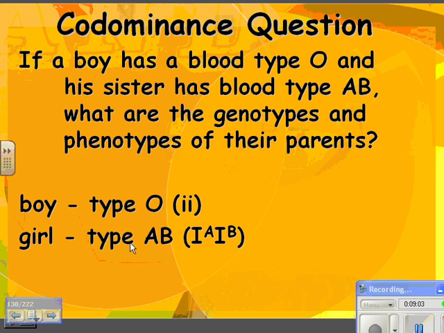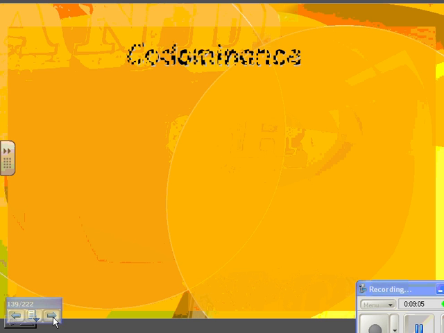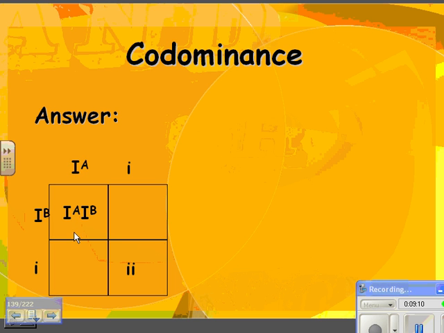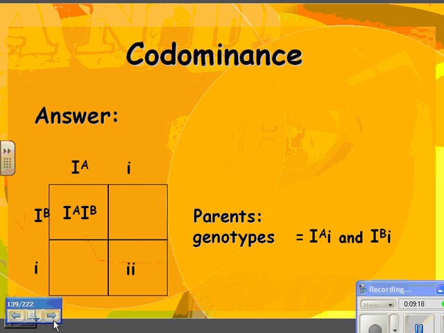So there's the boy, there's the girl, just to run through it again. So you start with this. And so anyway, the parents are type A and type B. Their phenotypes are blood A and blood B, but they're both heterozygous as far as genotypes.